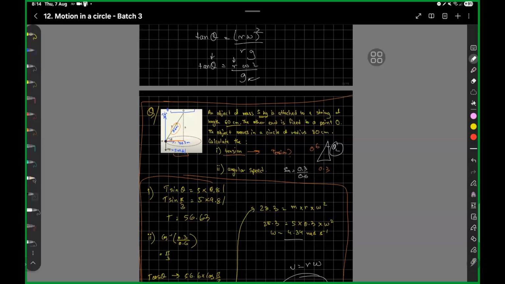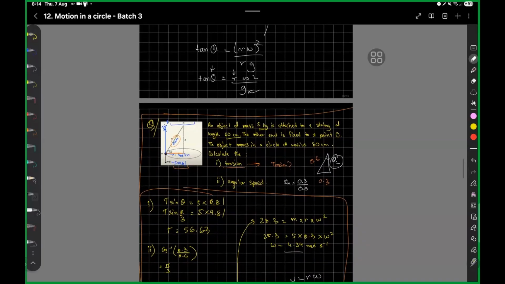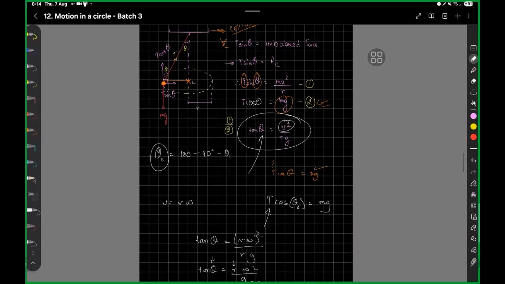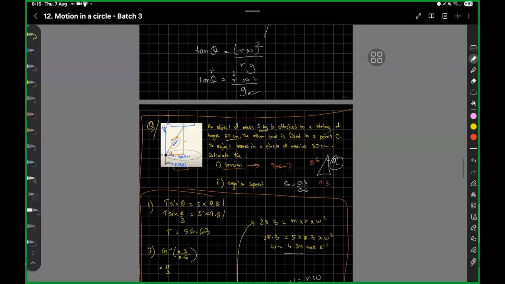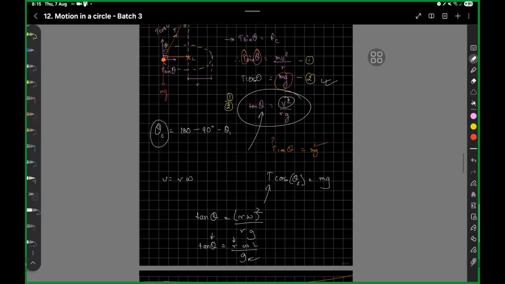One is tension, where we simply equate it to mg. We took help from this equation, equation 2, right? We found theta first. So first job was finding theta, equate to this equation, and then we found out tension. That was one. And the second question, angular speed, what did we do? We simply used this final formula, which is with respect to tan theta. So this one, very simple again.